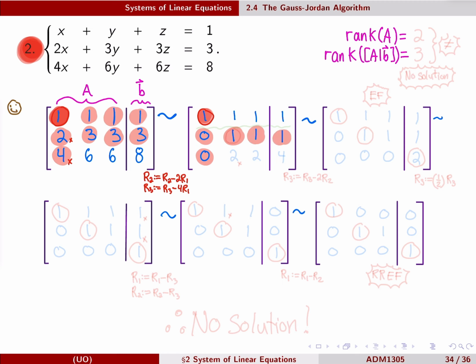That's perfect for me. And then same thing for the last row now. So 4, of course, 4 minus 4 times 1, that gives me my 0. But then I continue. 6 minus 4 times 1 will give me a 2. 6 minus 4 times 1 will give me a 2 again. And 8 minus 4 times 1 will give me a 4.